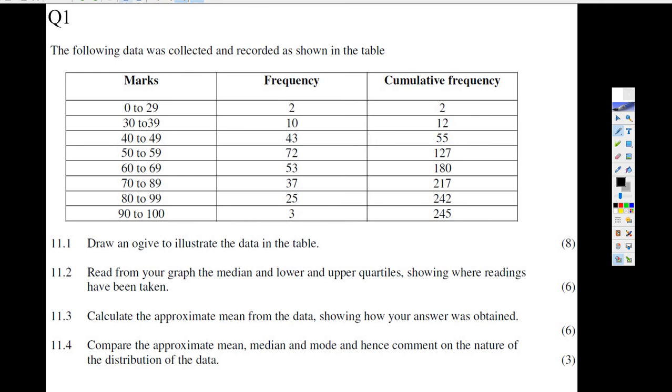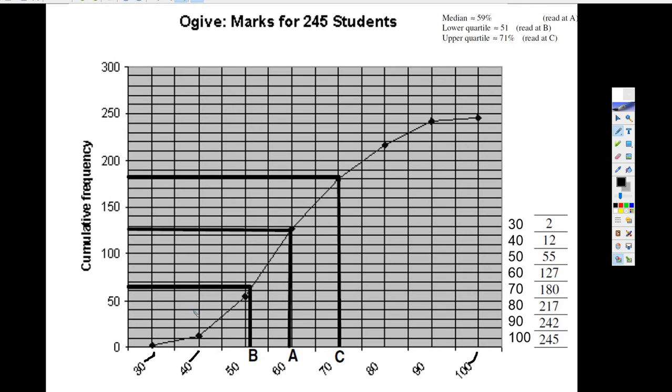Now the next question says, figure out the median and the lower and upper quartiles from the graph. Well, you know, they're only looking for estimates here, so you don't have to get too worried about it.